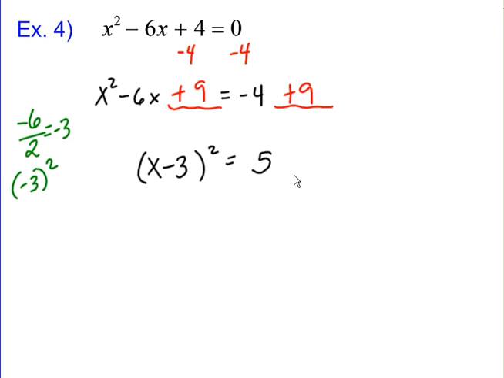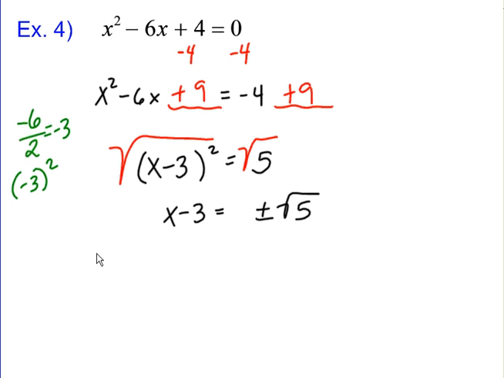So now that puts us at this place here. We take the square root of both sides, and we get x minus 3 equals plus or minus the square root of 5. Now I'm going to leave it as the square root of 5 because if you know anything about square roots of odd numbers, we're going to get something really kind of crazy for the square root of 5, since it is not a perfect square.